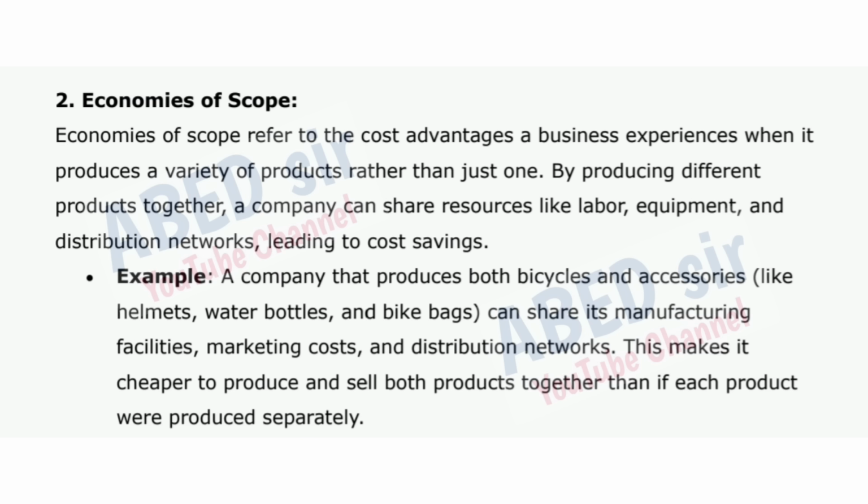By producing different products together, a company can share resources like labor, equipment, and distribution networks, leading to cost savings. Example: a company that produces both bicycles and accessories, like helmets, water bottles, and bike bags, can share its manufacturing facilities, marketing costs, and distribution networks. This makes it cheaper to produce and sell both products together than if each product were produced separately.